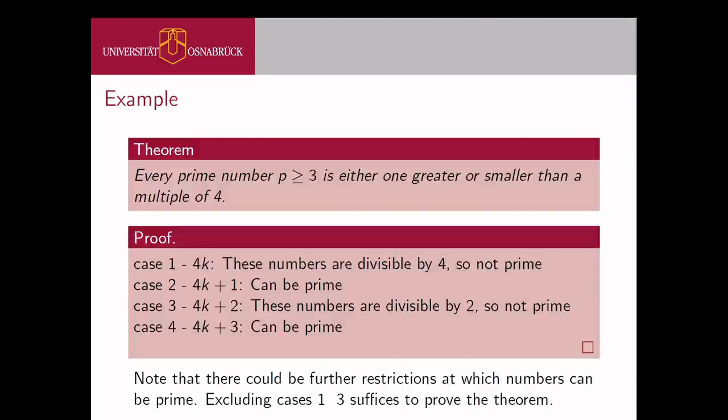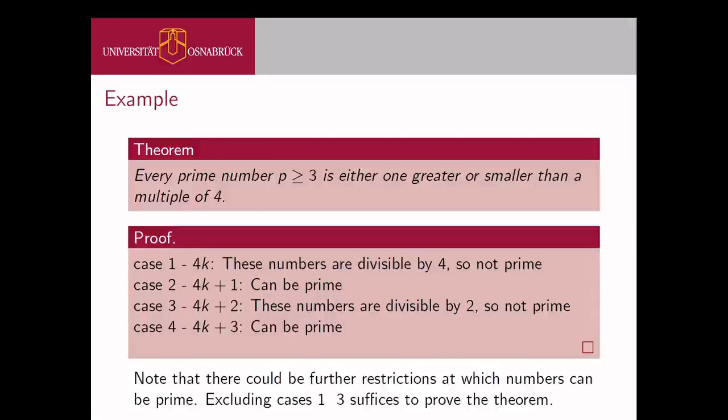If we have a multiple of 4, then this is clearly divisible by 4, so no multiple of 4 can be a prime number. If we take a look at the third case, a multiple of 4 plus 2, well, 4 is divisible by 2, and then we're adding 2. So every number of the form 4k plus 2 is also divisible by 2. So by definition, not a prime number. So this leaves us with 2 cases, 4k plus 1 and 4k plus 3.